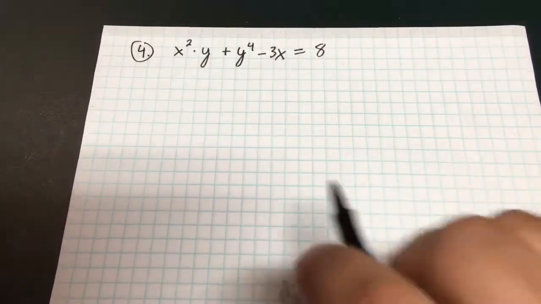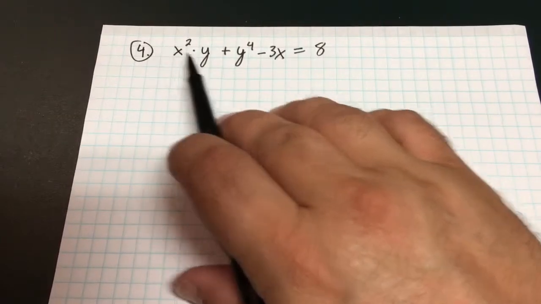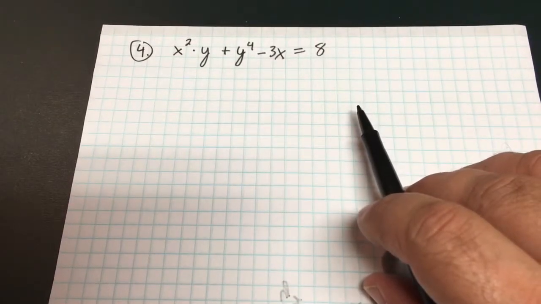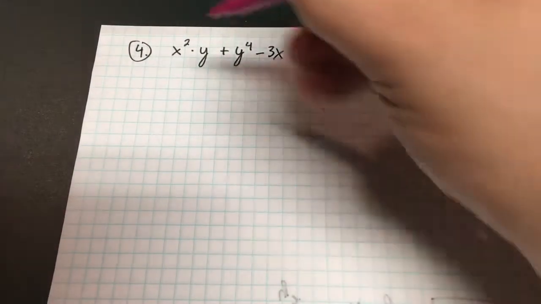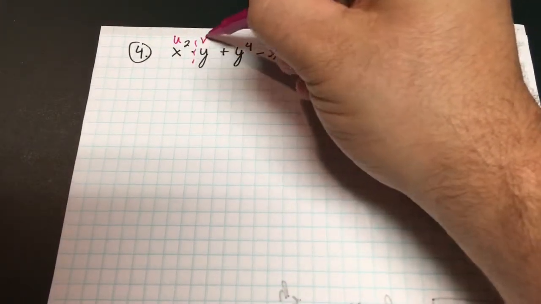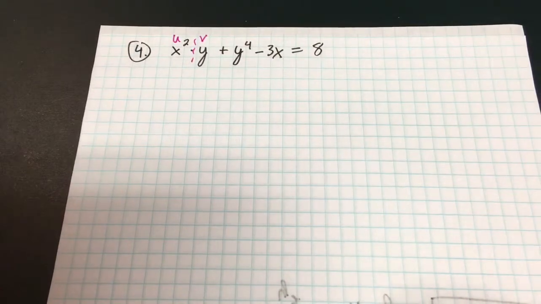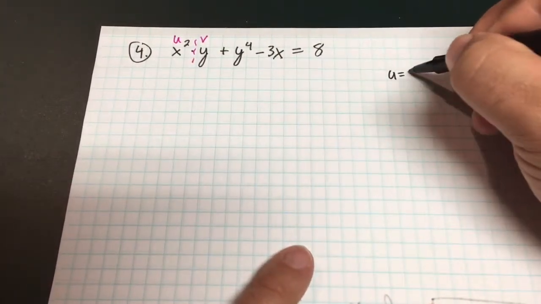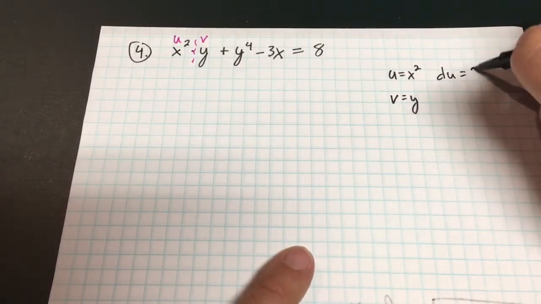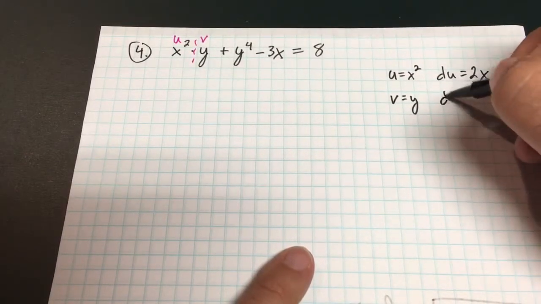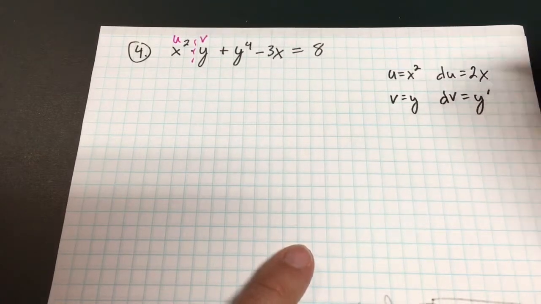This one's a whopper because I have to implement the product rule inside of an implicit differentiation problem. So I'm going to start off, I'm just going to split that down the middle and label this as u and this is v. And then on the side, I'm going to do that work. So u equals x squared, v equals y, du, the derivative of x squared, equals 2x. The derivative of y, the dv, is just y prime, so it's not that big of a deal.